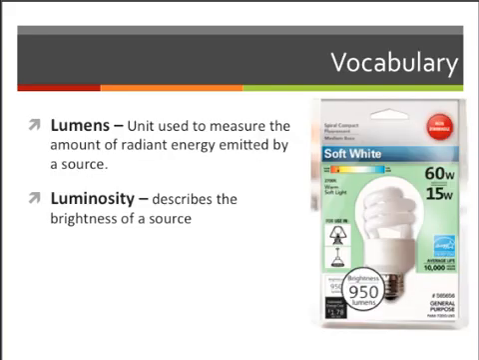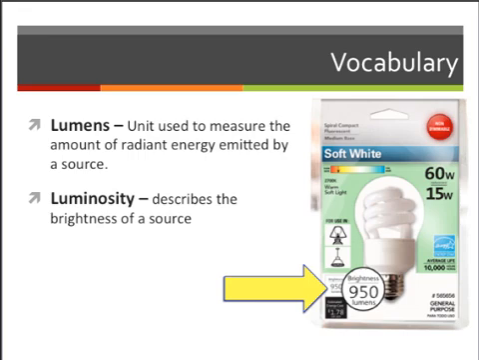Before we begin, let's discuss two quick vocab words you'll need. Lumens. This is the unit that scientists use to describe the amount of light given off by a source. You've seen this mentioned on the side of light bulb packages. You can compare how much radiant energy different bulbs give off by comparing the number of lumens they produce.